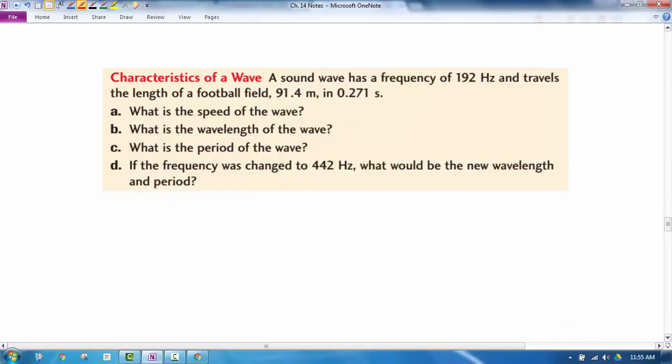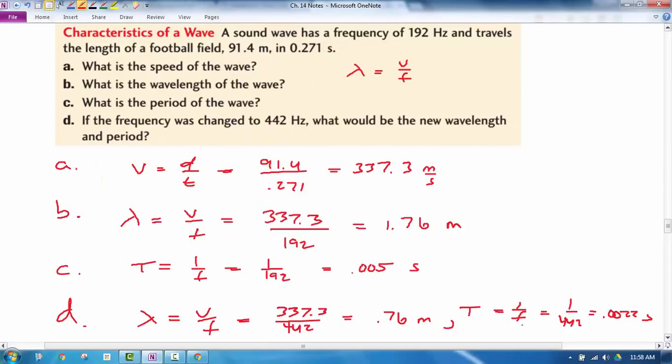Here's a quick example problem to try. If you want some extra practice, we can go over these answers later. Okay, here are the answers and work to those if you wanted to try those and check.